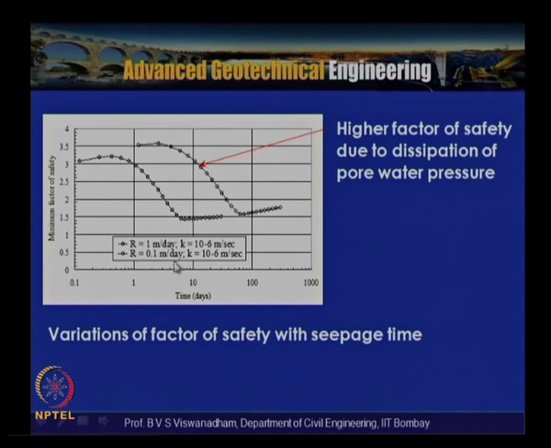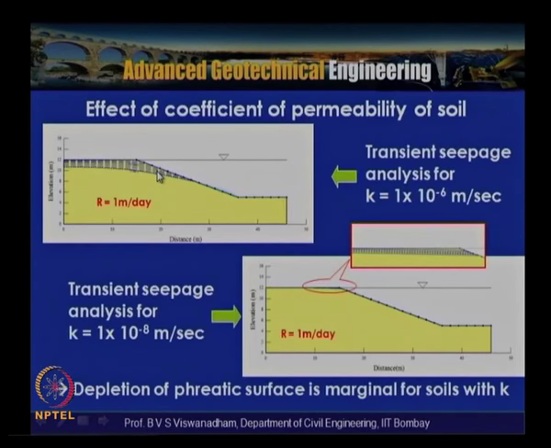For example, on the second or third day, the factor of safety is 2 here, but the same slope with slow drawdown has a factor of safety of about 3.5 or so. That is what is explained in this slide.